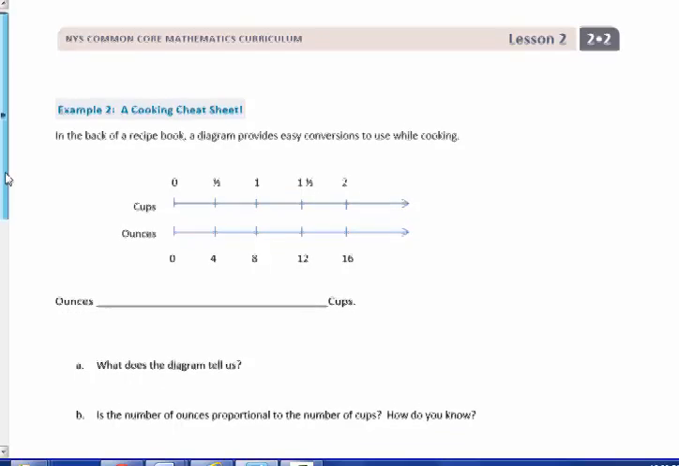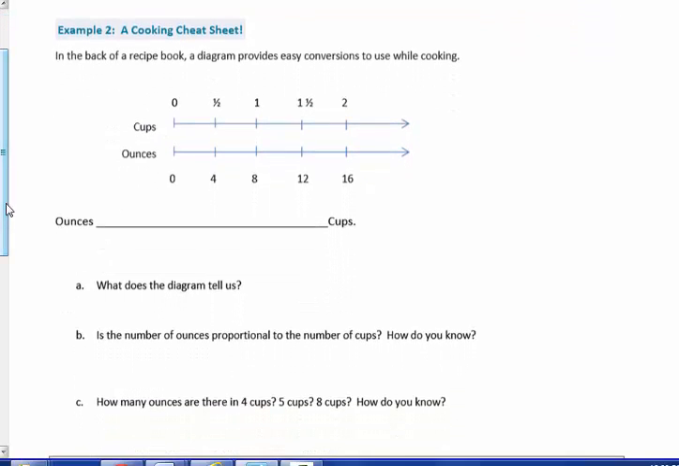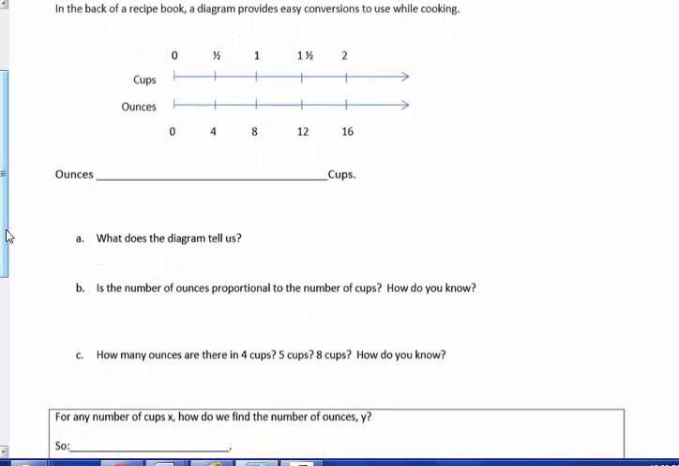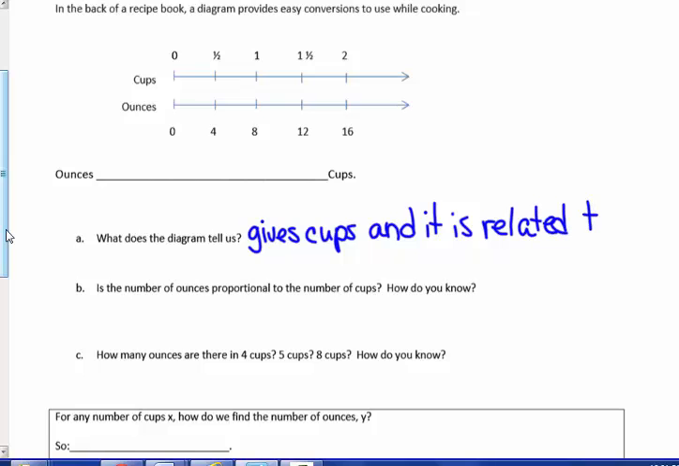Next page. Example 2, a cooking cheat sheet. In the back of a recipe book, a diagram provides easy conversions to use while cooking. Okay? What does the diagram tell us? It tells us that a certain number of cups gives us ounces, and it's related to ounces. OZ is the abbreviation for ounces.